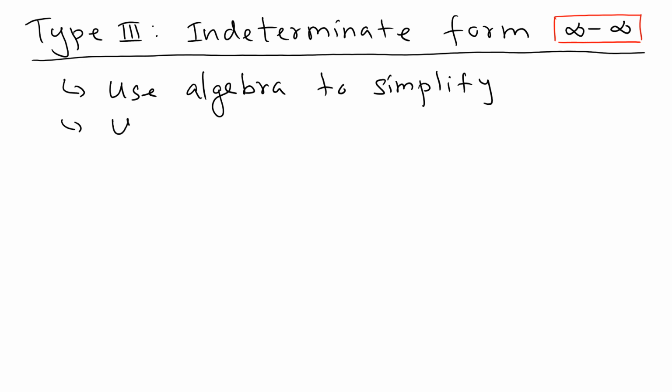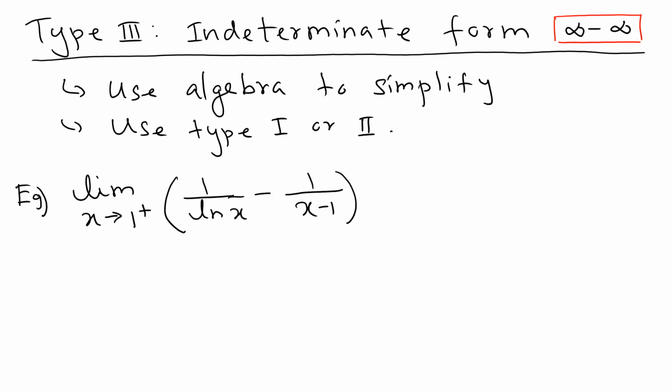So use type 1 or 2 depending on the problem. So let's look at the problem and see how things are going to go. Let's say we have the limit as x goes to 1 plus of 1 over ln x minus 1 over x minus 1, and we know that ln 1 is 0. So that means it's 1 over 0 and going to 0, so that means it's going to infinity. So this is infinity, and also the same thing, this is infinity. So it's an infinity minus infinity problem.